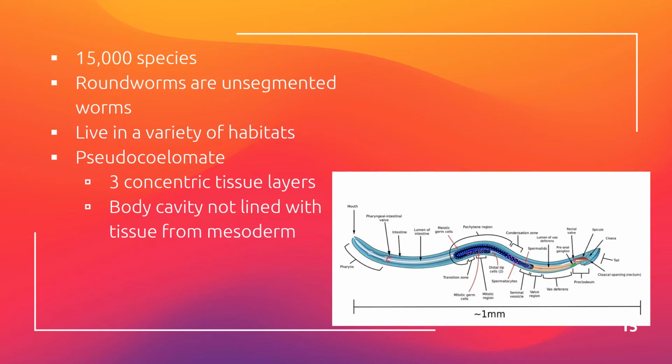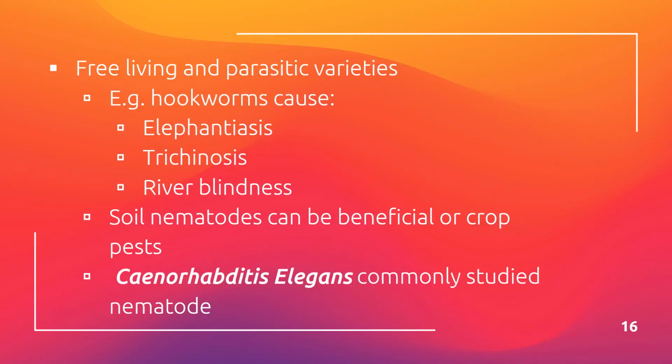Some of the most commonly known nematodes are parasites such as hookworms that cause many harmful diseases, but some nematodes are actually helpful for plant nutrition. One of the most commonly studied and best documented species in biology, C. elegans, is a nematode.